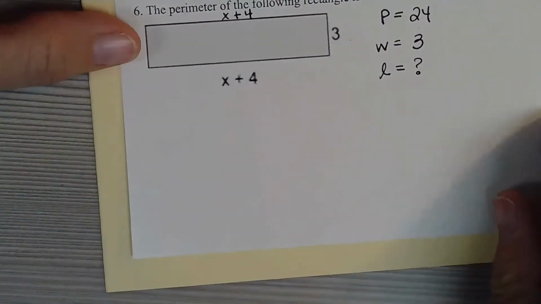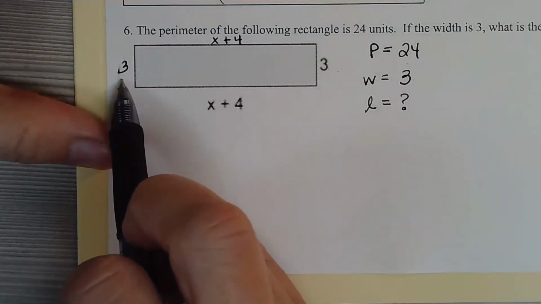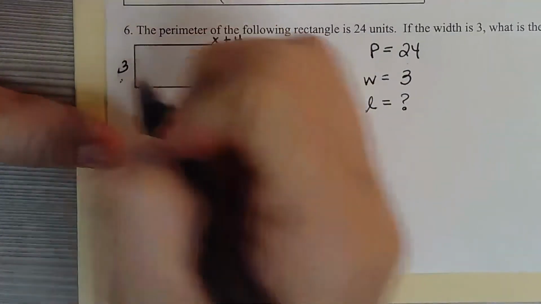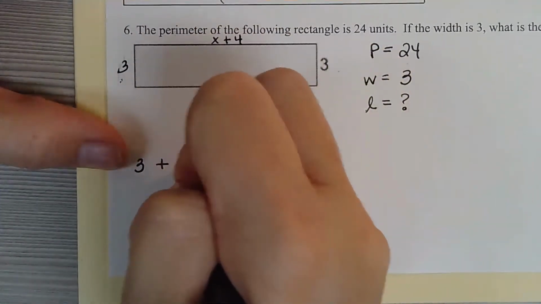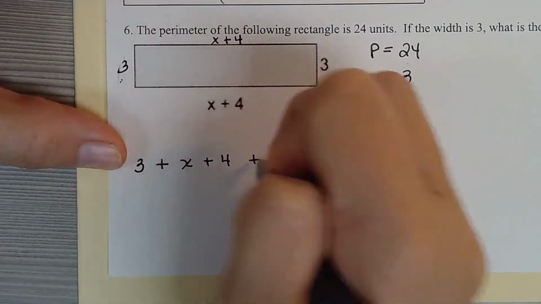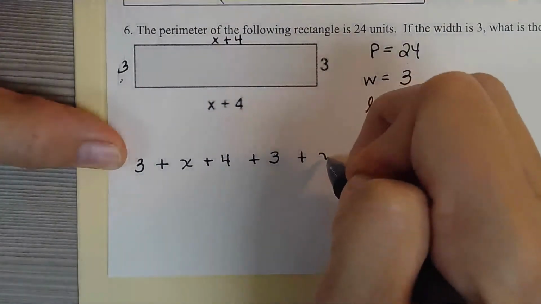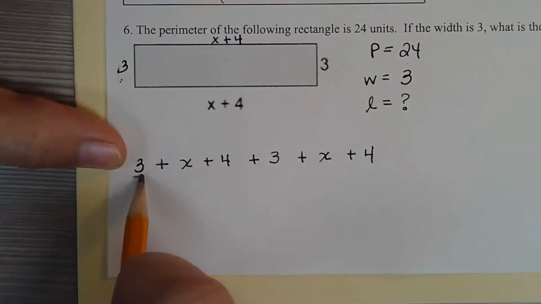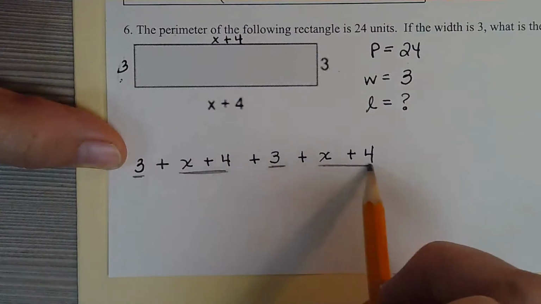So you can really write this equation a lot of different ways. Most people just like to start at one spot and work their way around if they were really going to add. So if they said 3 plus x plus 4 plus 3 plus x plus 4. Kind of looks like a mess, doesn't it? So again, we had 3, x plus 4, 3, x plus 4.